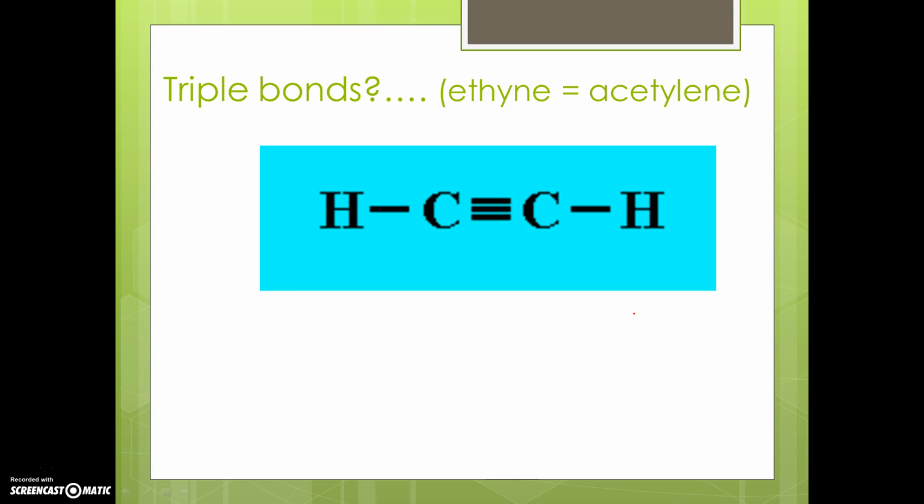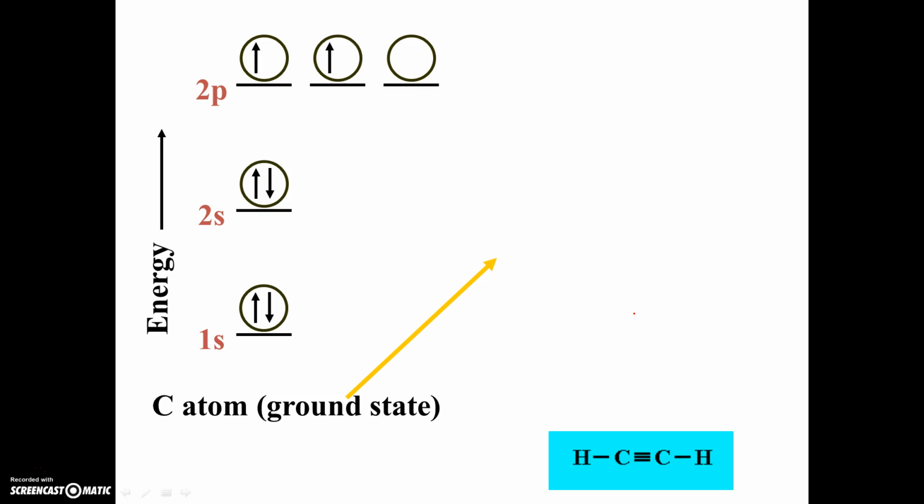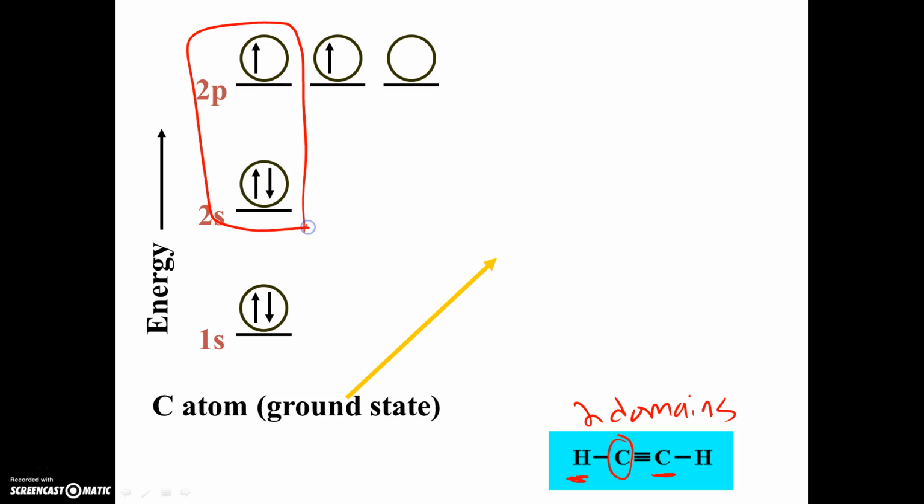Okay, triple bonds. Here we go. Let's try and do it without the video, sort of. I've got my picture down here. I'm going to look at just this carbon. We're going to try to figure out what kind of hybrid we're going to make. Well, it has 2 domains, which means I need to have 2 boxes. I'm going to take these 2 boxes, and this will be my sp hybrid, because I took 1 s and 1 p.